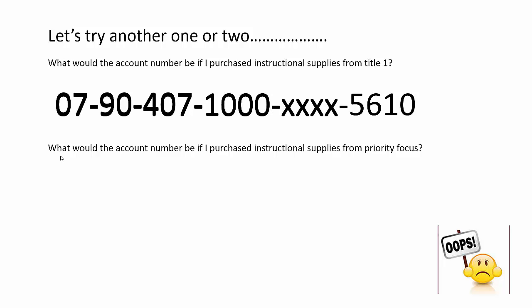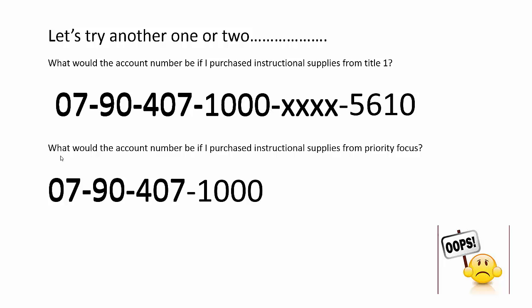Easy enough, isn't it? Well, now let's say, what if we want to use our priority or focus monies to buy instructional supplies? Let's give this one a try. As I indicated earlier, priority and focus is in Fund 07, Federal Funds. Again, we use 90 and 407 to indicate it's SunGard Elementary. Instructional supplies, because it's instructional, the function would be 1,000. Skip the GPP for a moment. And what is supplies? That number is 56100.